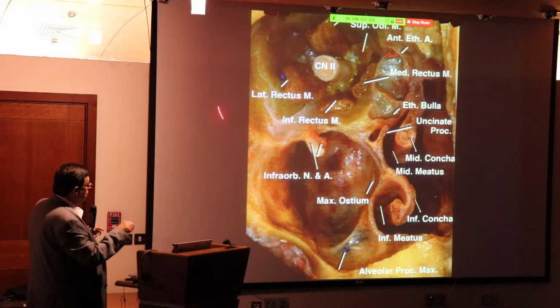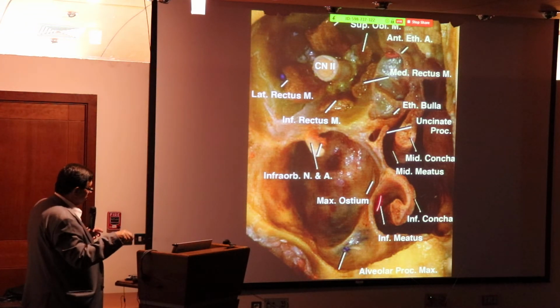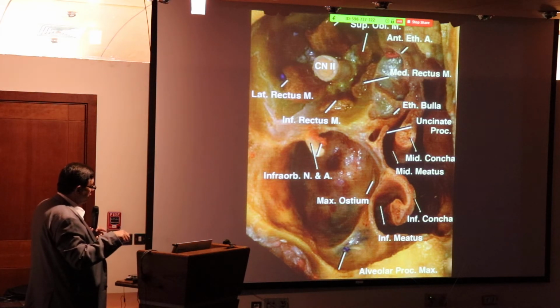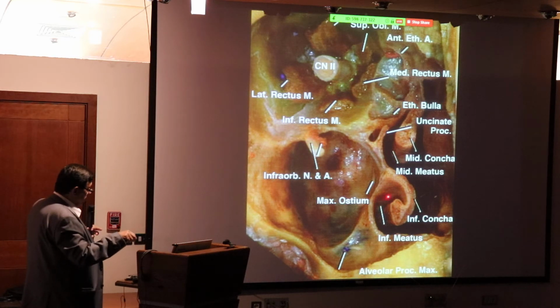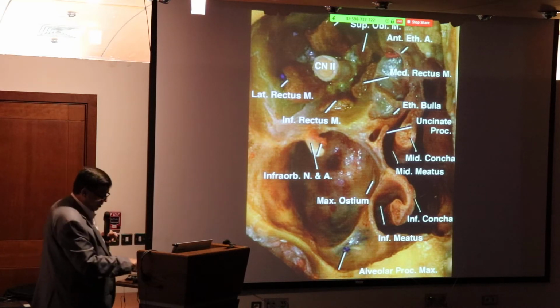If you go more, this is the orbit, this is the maxillary sinus, and this is the infraorbital nerve going in the roof of the maxillary sinus. The medial wall of the maxillary sinus is the lateral wall of the nasal cavity, and it contains the turbinates: inferior, middle, and superior turbinate. The nasolacrimal duct opens here. The drainage of the maxillary sinus goes here, in the middle meatus.